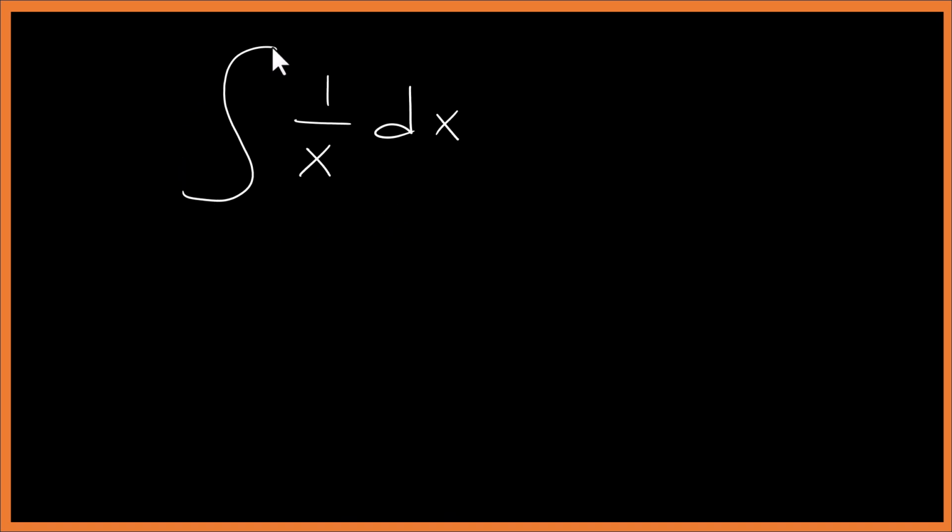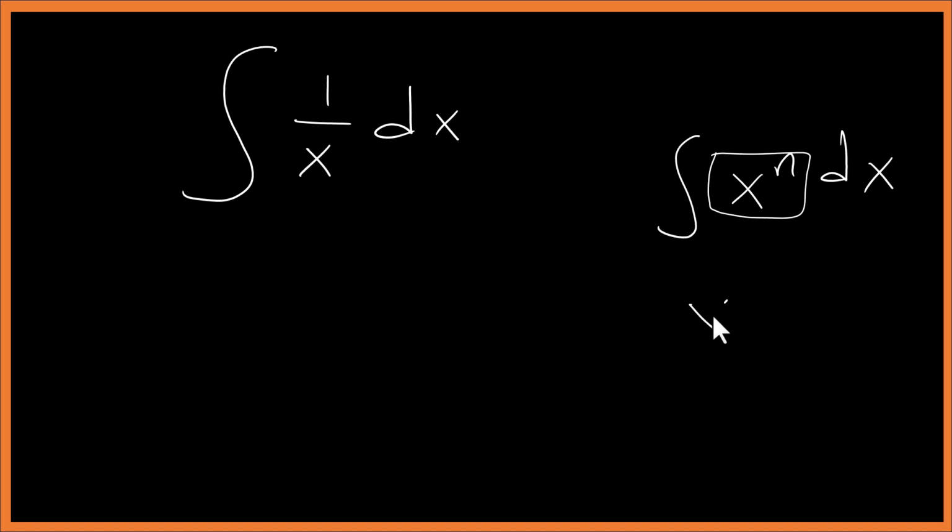Alright, how do we integrate this function? Okay, we have 1 over x dx. Before that, when you are given the integral of x to the power n dx, the rule says we add 1 to the power and divide by the total. So we have x to the power n plus 1 over n plus 1, plus c. That's the general rule for integration.